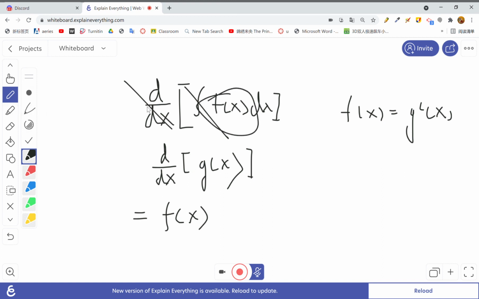Even if you opposite the order, you take the derivative first, then take the antiderivative of the derivative of f of x. It makes sense that you get back f of x. So the order doesn't matter, and these two just cancel out.